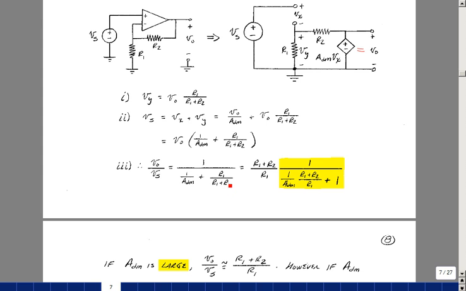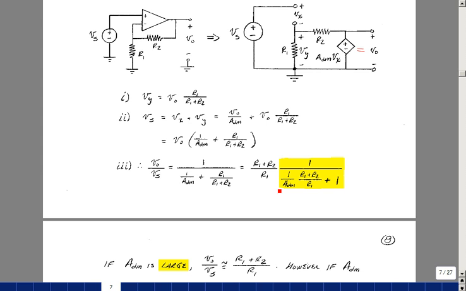Now let me pull out a term here. Let me pull out this R1 over R1 plus R2, and then putting it in the numerator I get the reciprocal. Pulling that term out, because there was none here, I've got to basically put the reciprocal of it there, and then of course I got just one left over. So if you take the limit as ADM goes to infinity, this term drops out and we get a gain of 1 plus R2 over R1, which is our classical definition of a non-inverting amplifier with infinite gain.